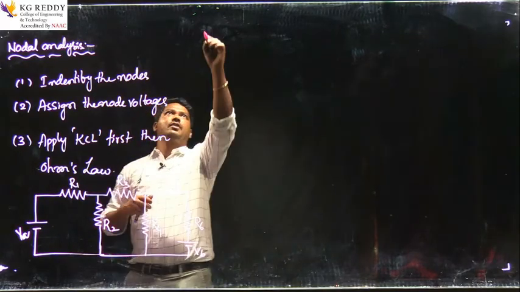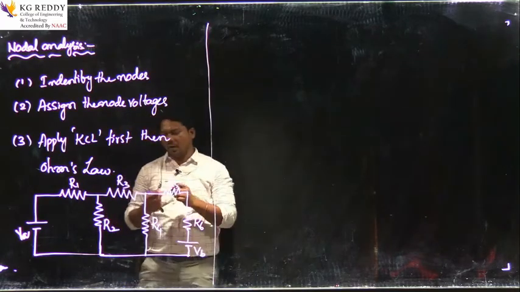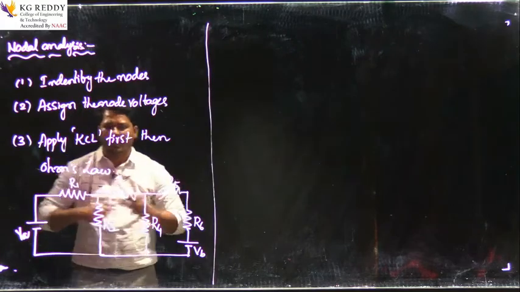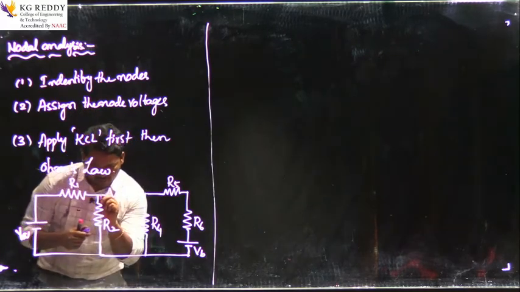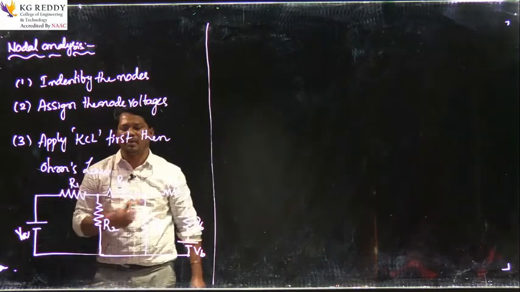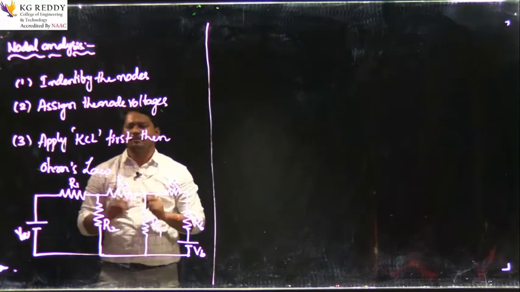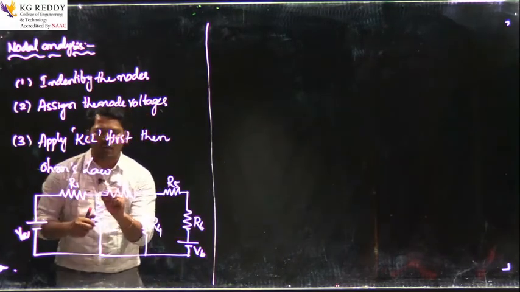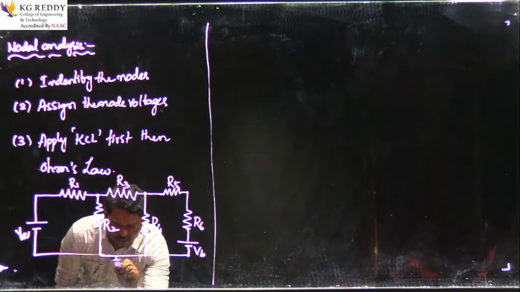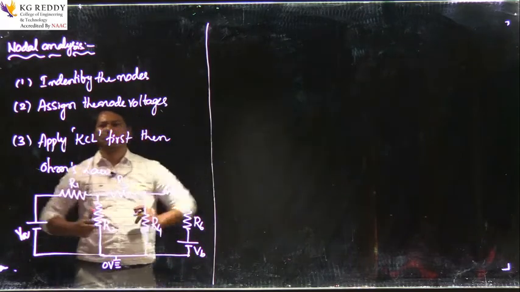By the methodology of nodal analysis, the first step is to identify the nodes. For this circuit, by the definition of a node, we consider this one as one node and this one as another node. That is, the interconnection of two or more elements is called a node. So in this circuit, this is one node and this is one node. These are all the points connected to another node, which I will take as the zero potential node. So these are the three nodes.